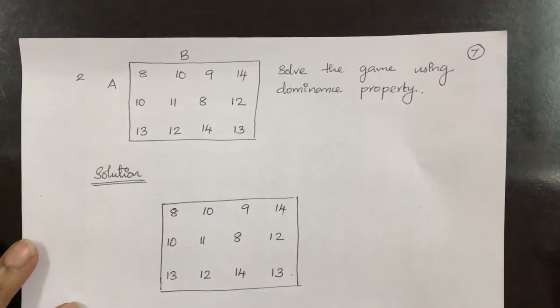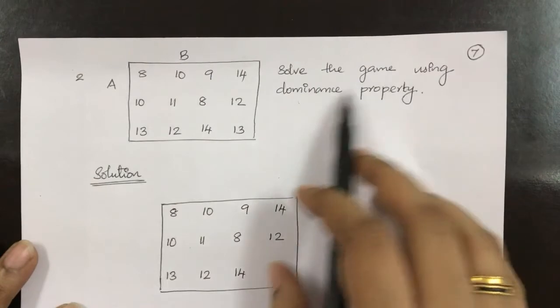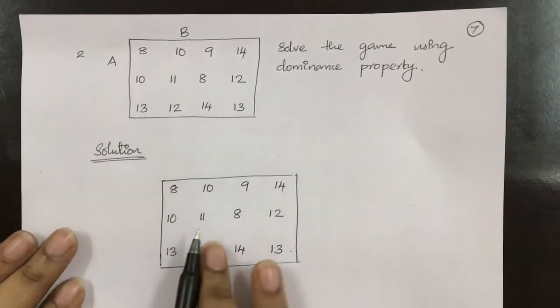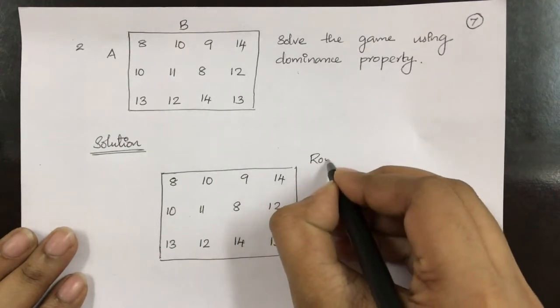We can look at one more problem. Using the dominance property, solve the game. First I am going to check whether the game has a saddle point or not. For that, row minimum.